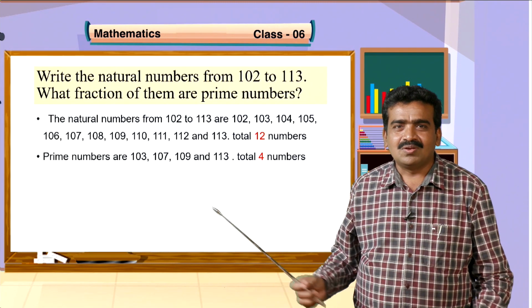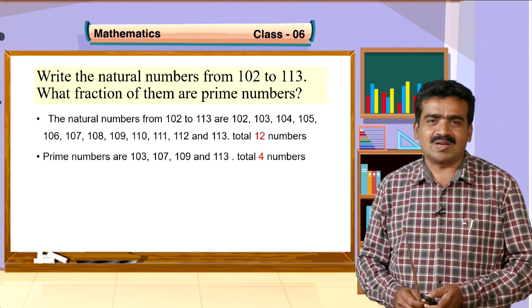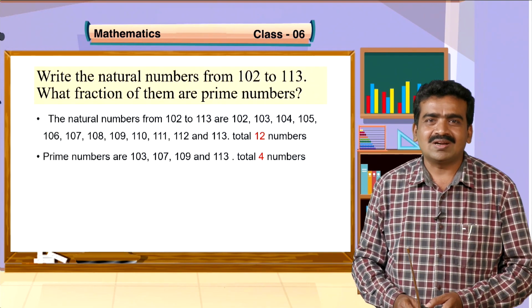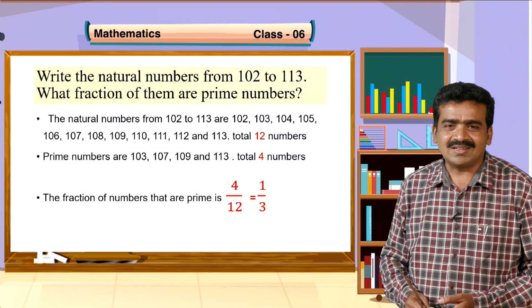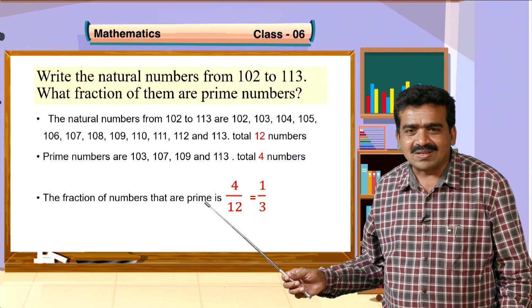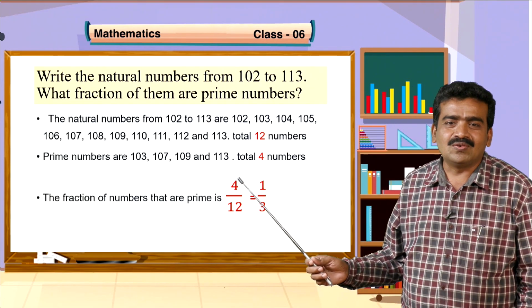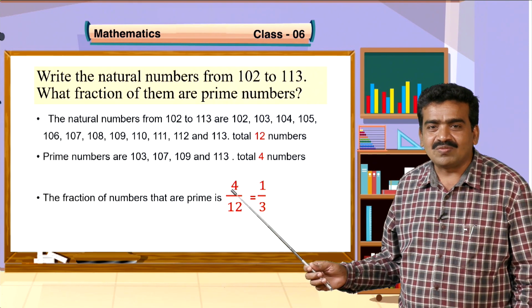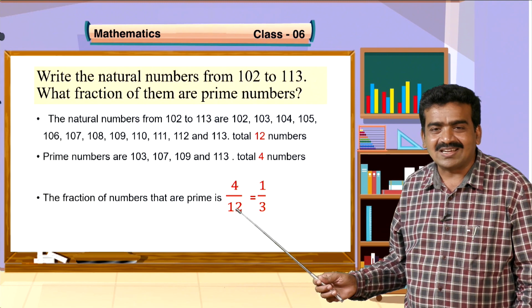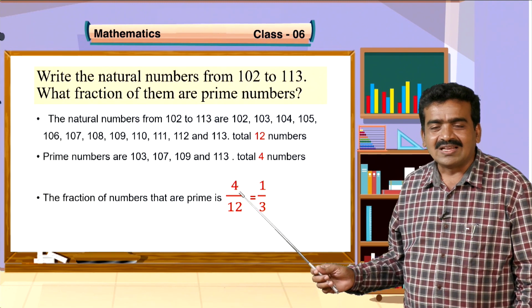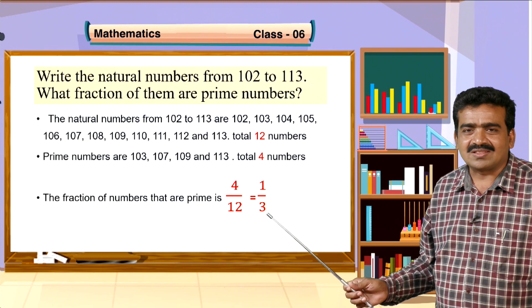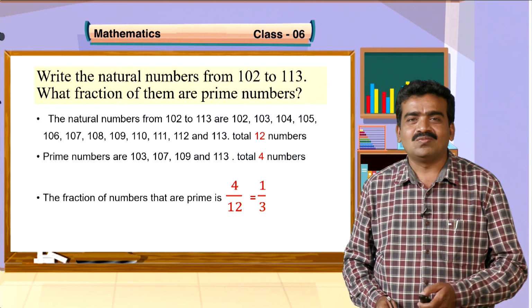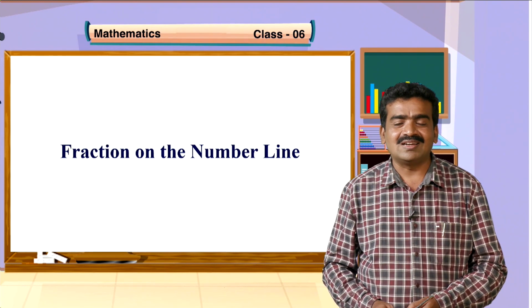So, therefore, what is the fraction of the prime numbers from 102 to 113? Very good, my dear students. The prime numbers fraction is 4 divided by 12. When you simplify this, 4 ones are 4, 4 threes are 12, so we can simplify this further. Therefore, the fraction for this particular question is 1 divided by 3, or 1/3.